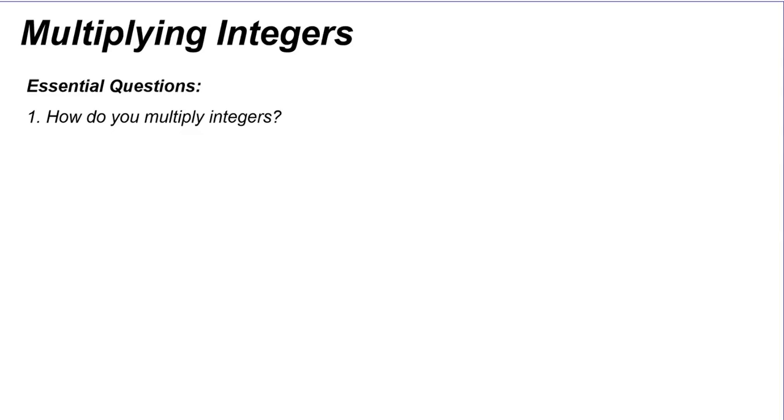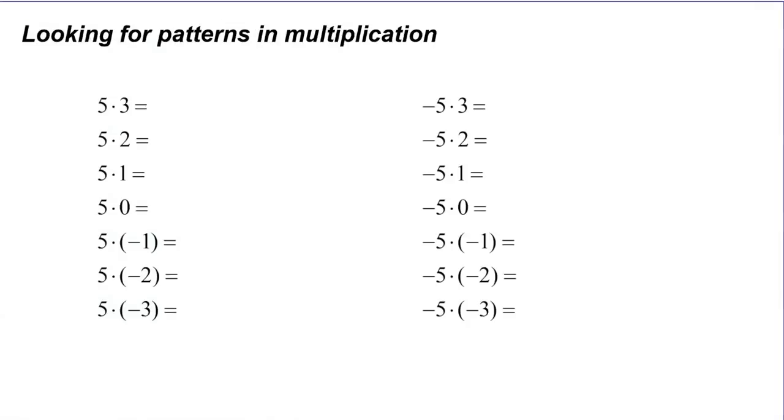Our next lesson is multiplying integers, and we only have one essential question in this video: how do you multiply integers? So now we're going to move on to our next operation, which is multiplication. Again, I'm going to use a pattern to make predictions about what happens when you multiply with negative numbers. We already know how to multiply with positive numbers, so we want to extend what we already know into the negative.